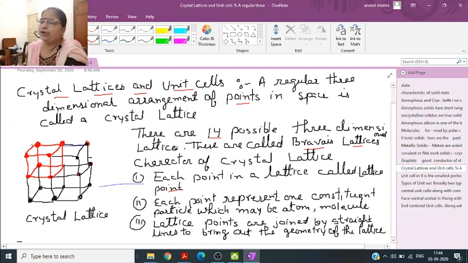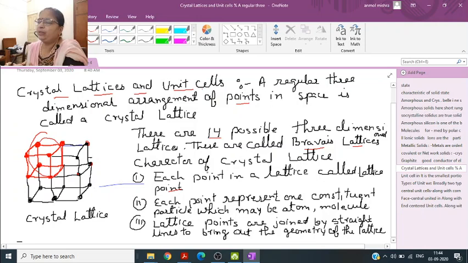Now I have drawn one cube with the red. So this total is a structure of a cube, and when this cube is expanded three-dimensionally, top, bottom, front, backward, then you will get a structure of a crystal lattice, and this single cube is known as a unit cell.